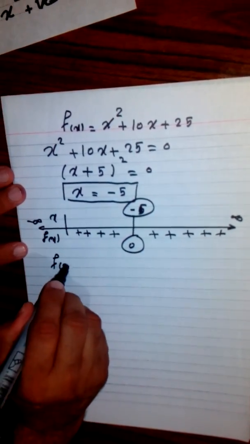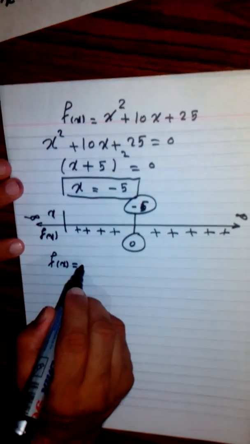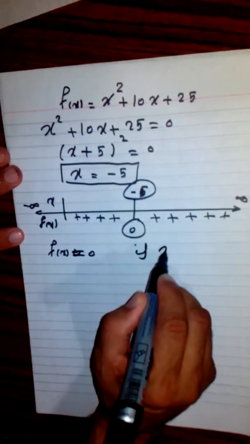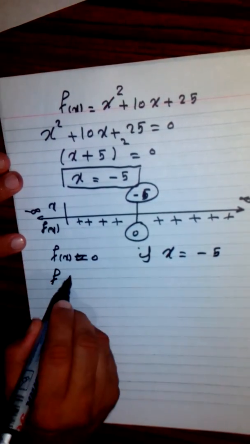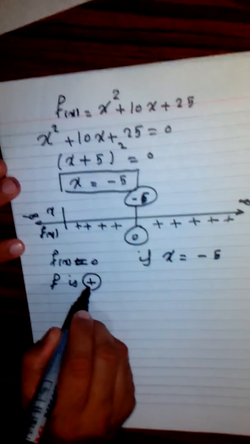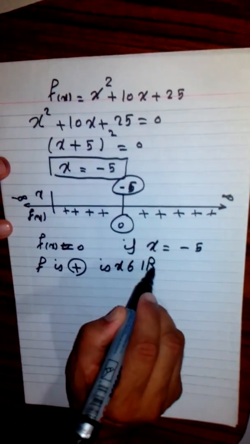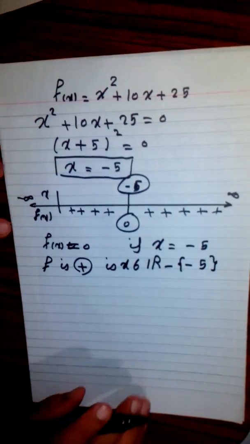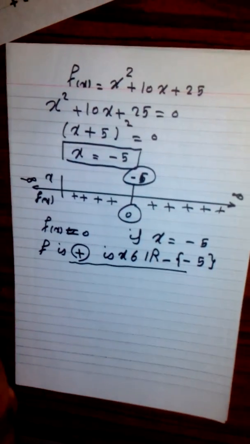f of x equals 0 if x equals negative 5. f is positive if x belongs to R minus the set which contains negative 5. Example.